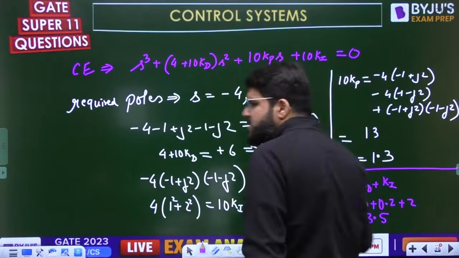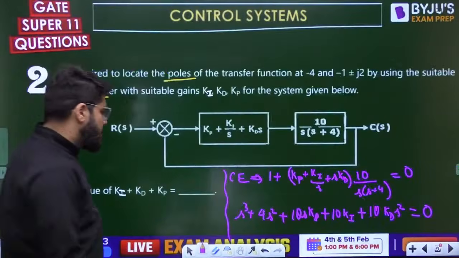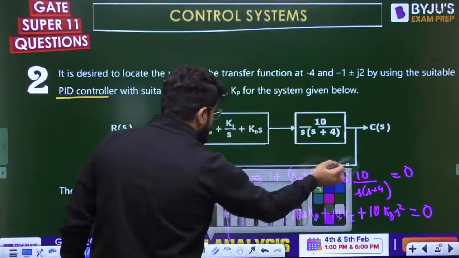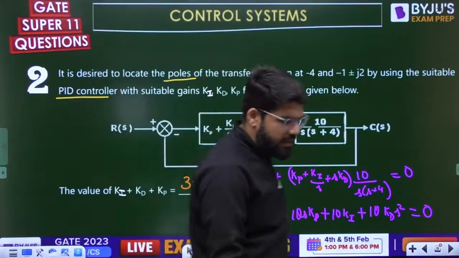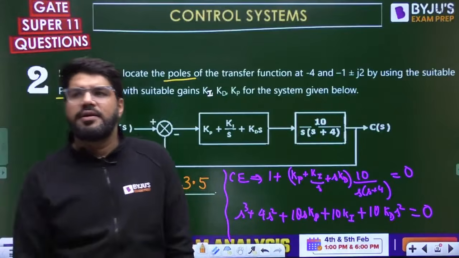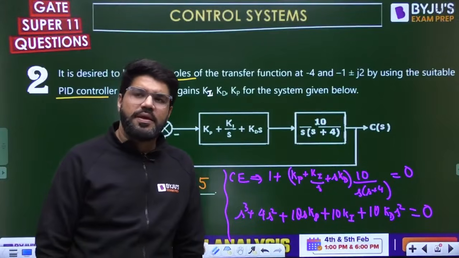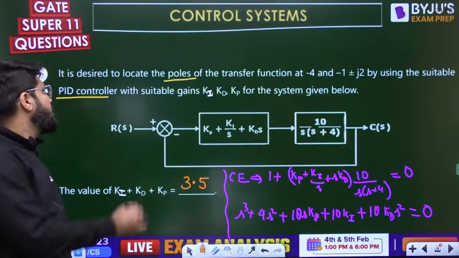Can you just check your answers? 3.5 total is the answer. Just check the calculation part once. So the total answer is 3.5. Done, sir? Yes, clear. 3.5, that is the correct answer.